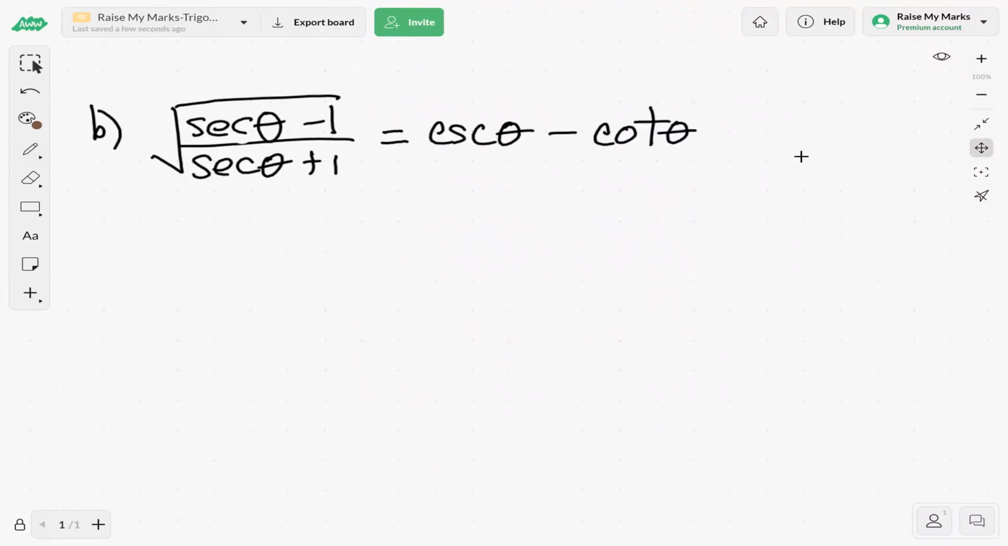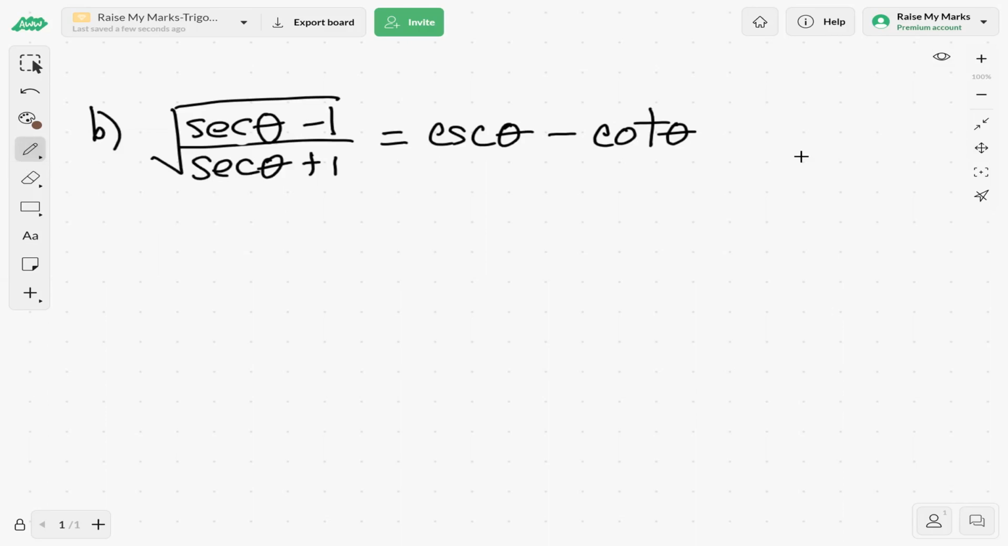Okay, so here's another one. This looks interesting. On the left-hand side, we have the square root of secant theta minus 1 over secant theta plus 1. And on the right-hand side, we have cosecant theta minus cotangent theta. So again, let's start with the right-hand side, simplify it, and then we'll work on the left-hand side.